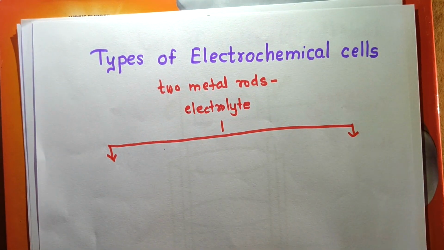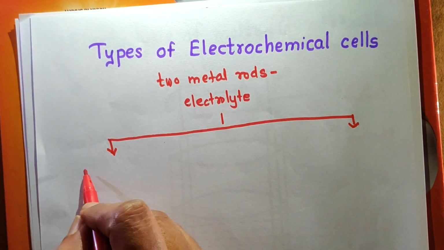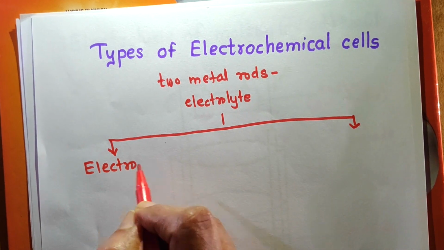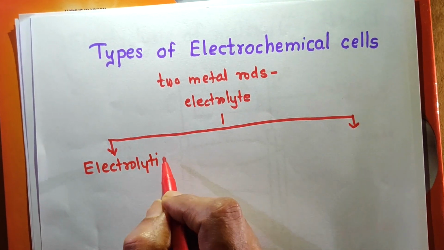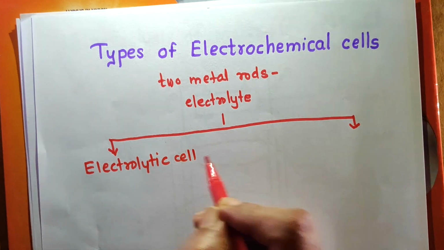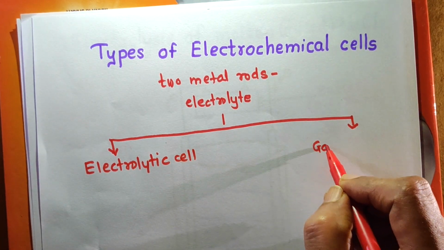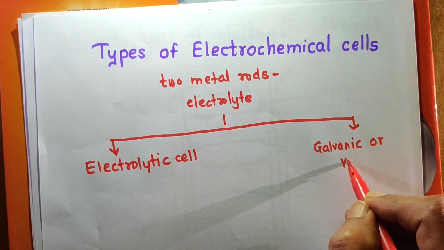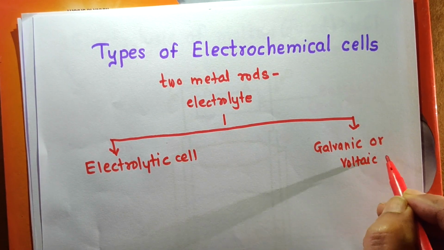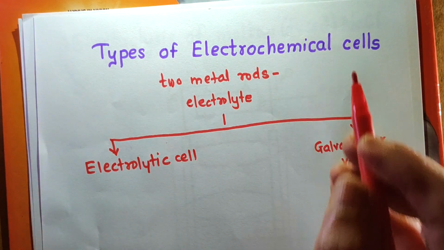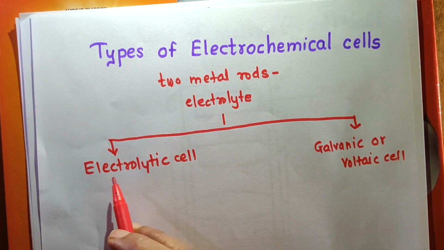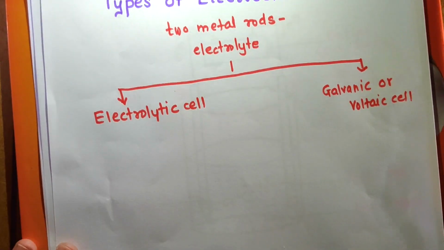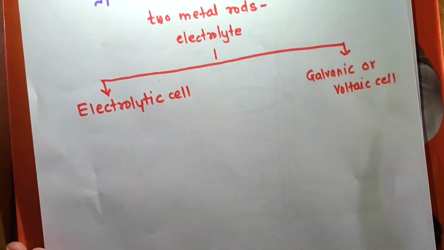So here there are two types of electrochemical cells. The first one is electrolytic cell, and the second one is galvanic cell, or it is also called as voltaic cell. These are the two types of electrochemical cells. First one is electrolytic cell and second one is galvanic cell or voltaic cell. Then what is electrolytic cell?